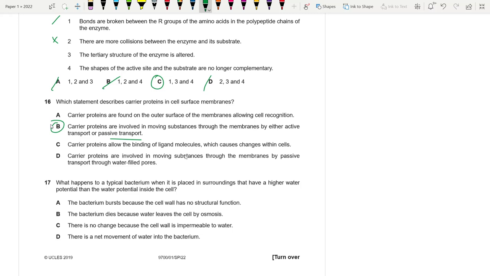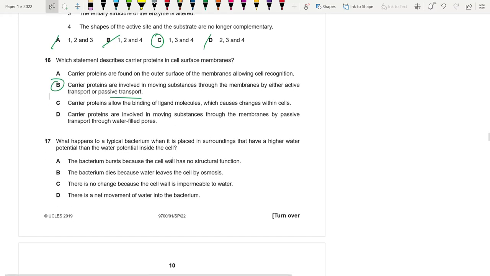Okay, they are mainly involved in transport. Carrier proteins can do both, and channel proteins can only take part in passive transport, facilitated diffusion, but carrier proteins can perform both.